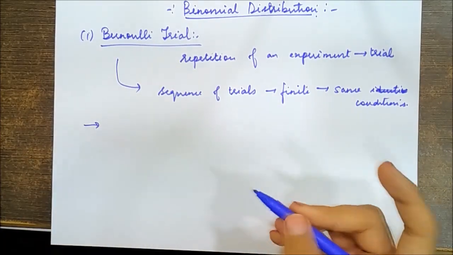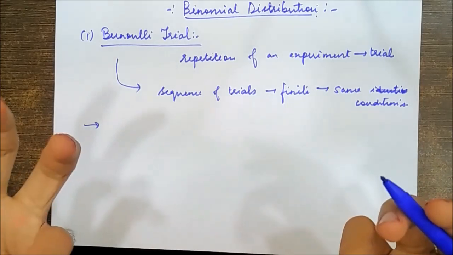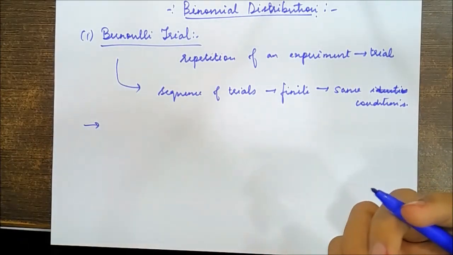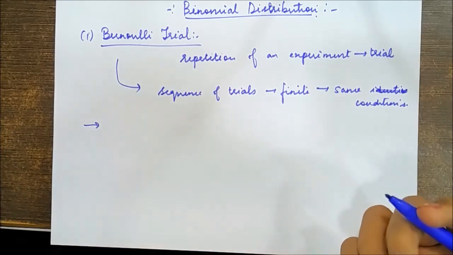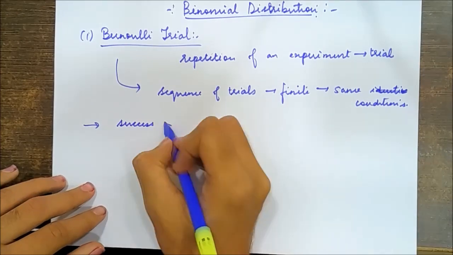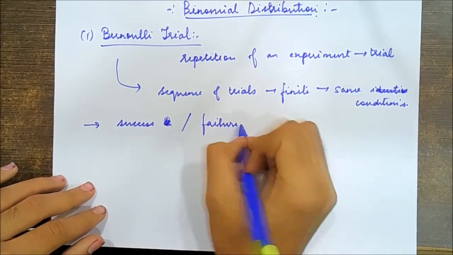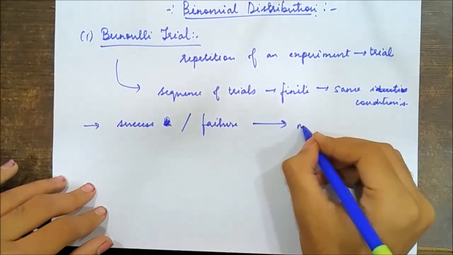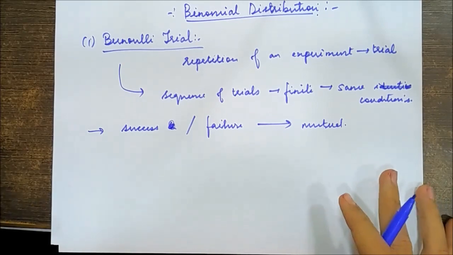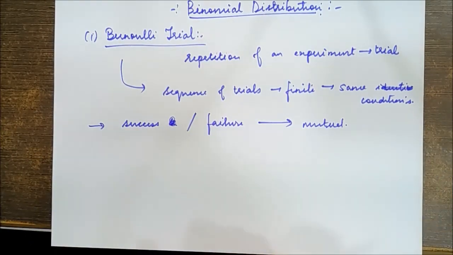First, the outcome is one of two mutually exclusive outcomes, that is, success or failure. If we perform a particular experiment, we can get a success or a failure. They are mutually exclusive, so we get only two outcomes.